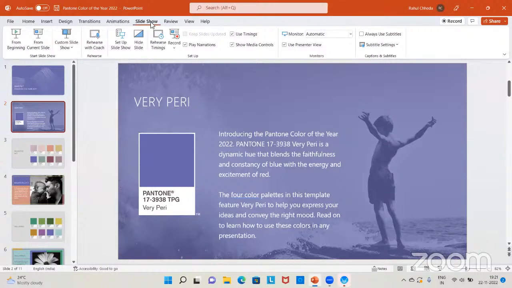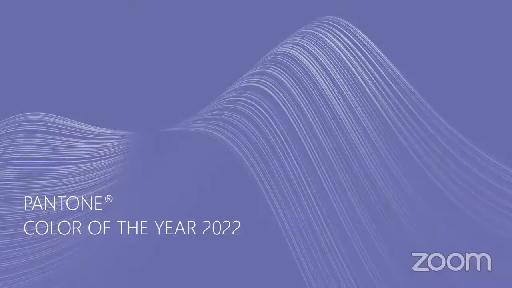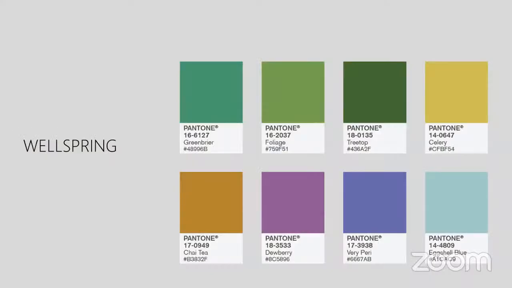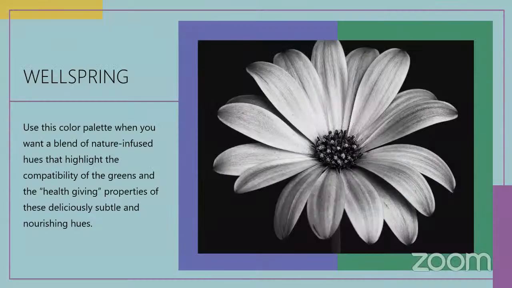When you go to the slideshow tab, you will see the options. The key for starting the presentation from the beginning is the F5 key on the keyboard. When you press F5, you can use your mouse or your keyboard to change the slides. That is how you work on the slideshow.